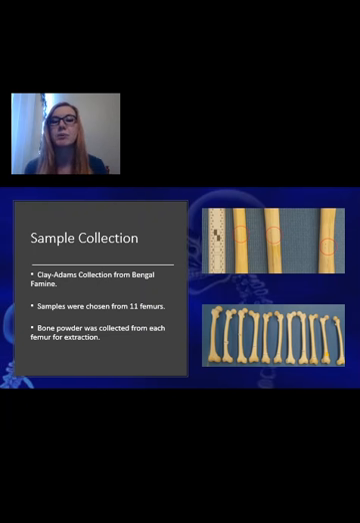To choose the samples, 11 femurs were lined up from largest to smallest, and the largest size, which will be sample 1, the smallest size, sample 2, and the medium-sized femur, sample 3, was chosen. So bone powder was collected from each of those by drilling 4 small holes into the shaft for extraction.